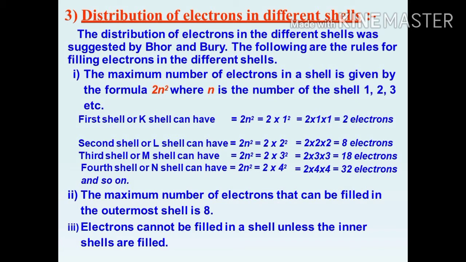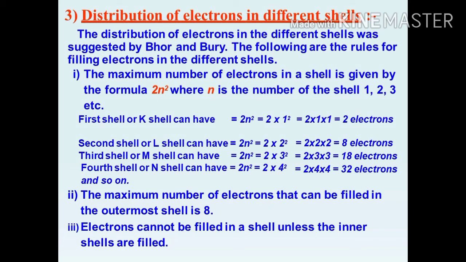2n square. For the first shell it is 2 into what is the number of the shell? K shell. What is the number? Number 1. So 2n square is equal to 2 into 1 square. First shell, number of electrons, 2 electrons. So the first orbit should contain only 2 electrons.